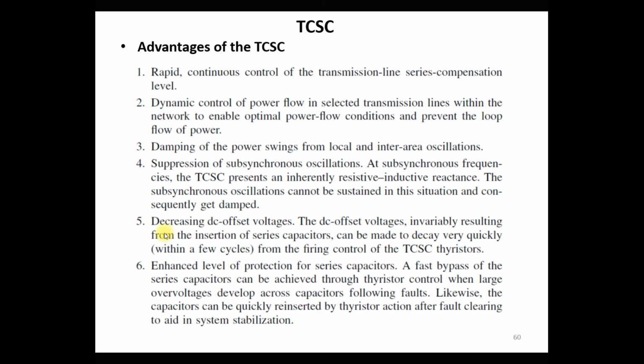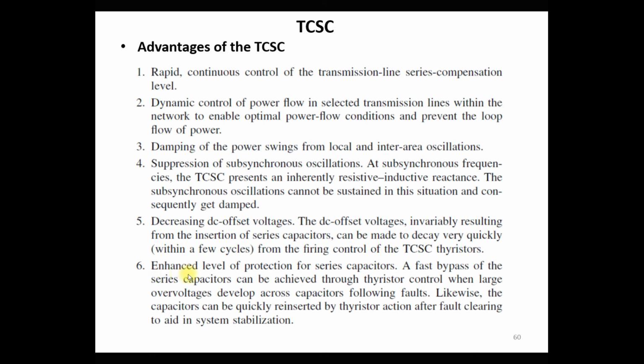Then the next advantage is decreasing the DC offset voltage by the TCSC. The DC offset voltage resulting from the insertion of the series capacitor can be reduced very quickly from firing angle control of the thyristors of the thyristor controlled series capacitor. This DC offset voltage is created by the series capacitor connected in series with the line. So to reduce this DC offset voltage, if you provide firing angle control of this thyristor controlled series capacitor, we can reduce this DC offset from the system. So this is the next advantage.